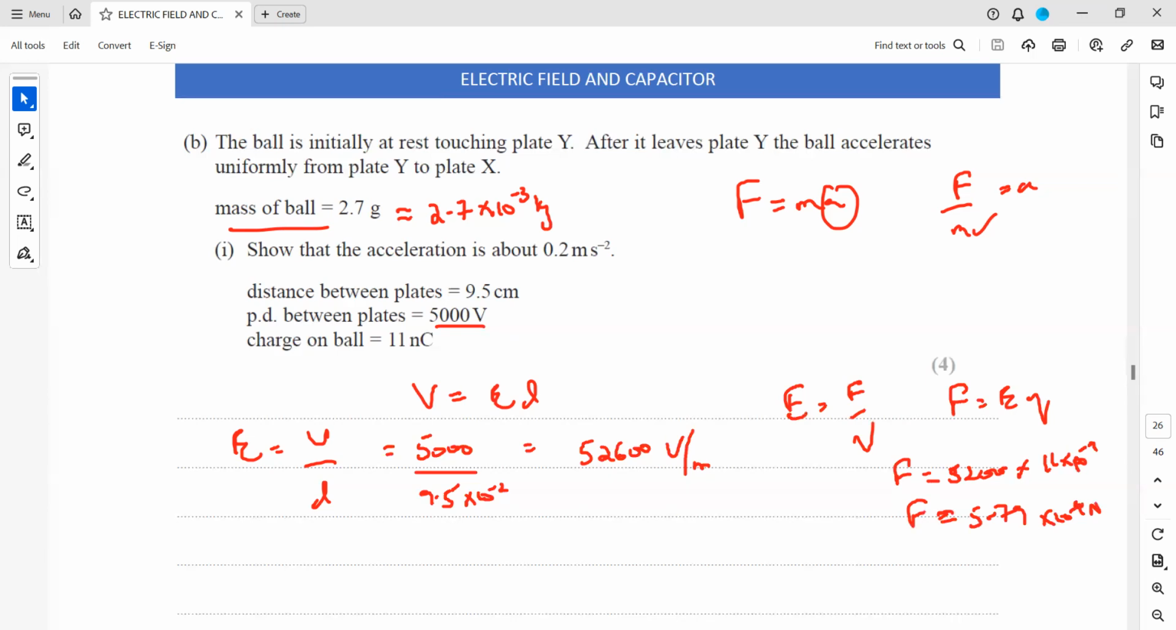That's the force. After working out the force, you need the acceleration. So acceleration is force divided by mass. The force experienced is 5.79 into 10 to the power minus 4, and the mass is 2.7 exponent minus 3. So we get the acceleration, which is about 0.2 meter per second squared. That's the acceleration of this metallic ball, which is moving in contact from one end to another.